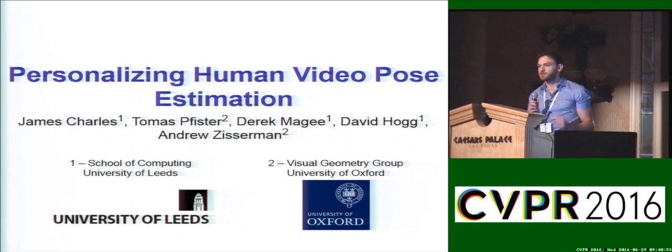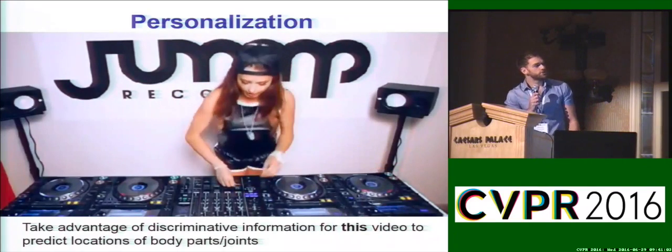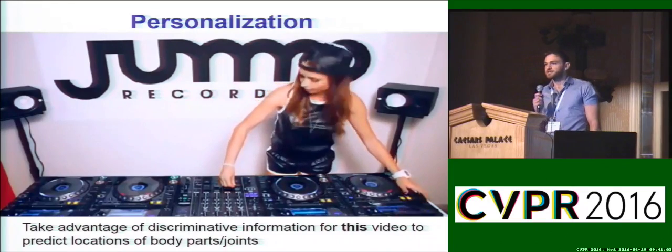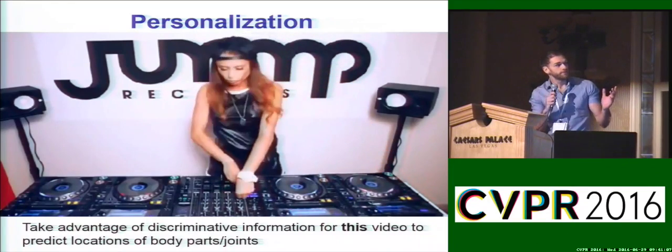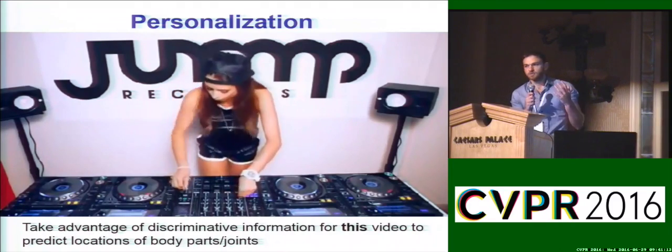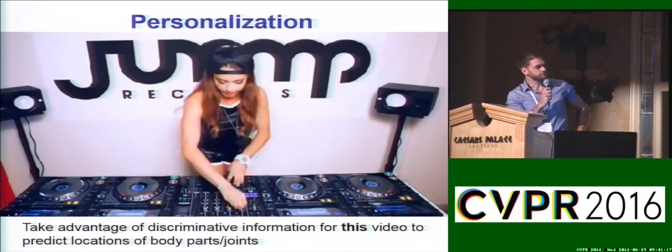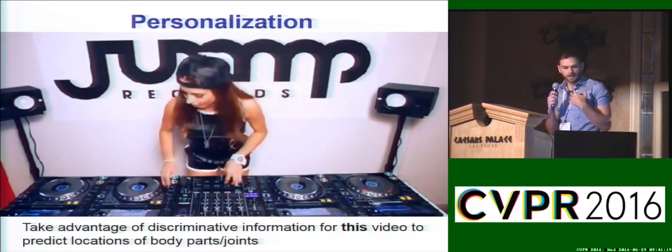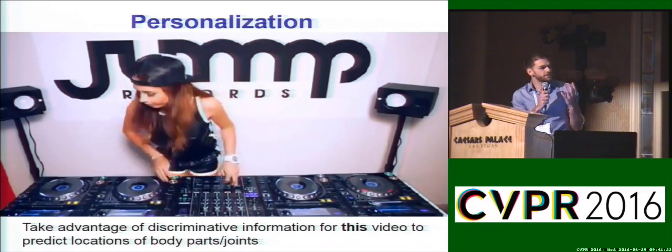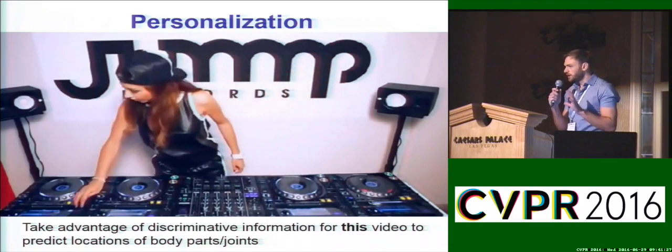This is joint work between the University of Leeds and the University of Oxford, and we're tackling the problem of 2D human pose estimation in video. Suppose you wished to track the upper body pose of the DJ performing in this video and detect the body part locations. Say you were to take a generic ConvNet-based pose estimator and apply it, then it wouldn't take advantage of the key discriminative information present only in this video for predicting the body part locations.